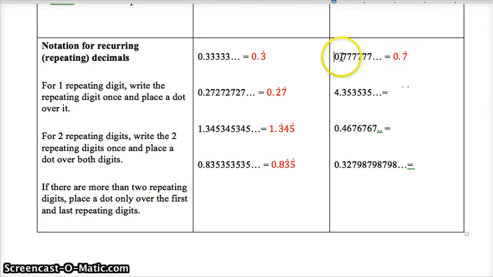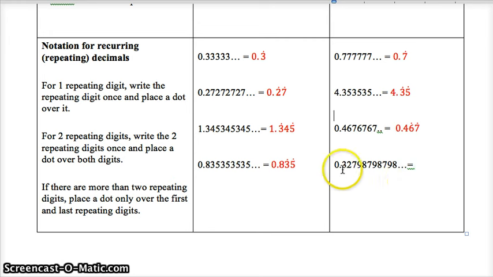The answer to the first one, we've only got 1 repeating digit, which is the 7, so it's 0.7 with a dot. In the next question, we've got 4 point in the whole number part, and the 35, 35, 35 repeats. So the 3 and the 5 both have dots on top of them. With the next question, the 4 doesn't repeat, but the 6, 7, 6, 7 repeats. So the 4 doesn't have a dot, but the 6 and 7 do, and you have to write it as 0.4 with the 6 and the 7 with the dots on them.